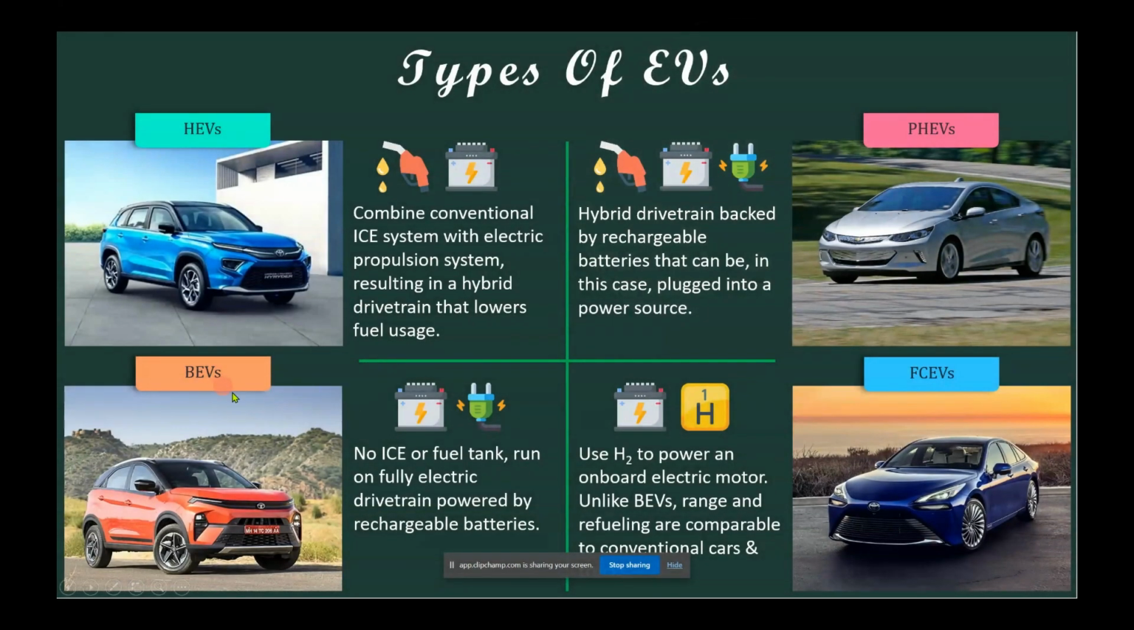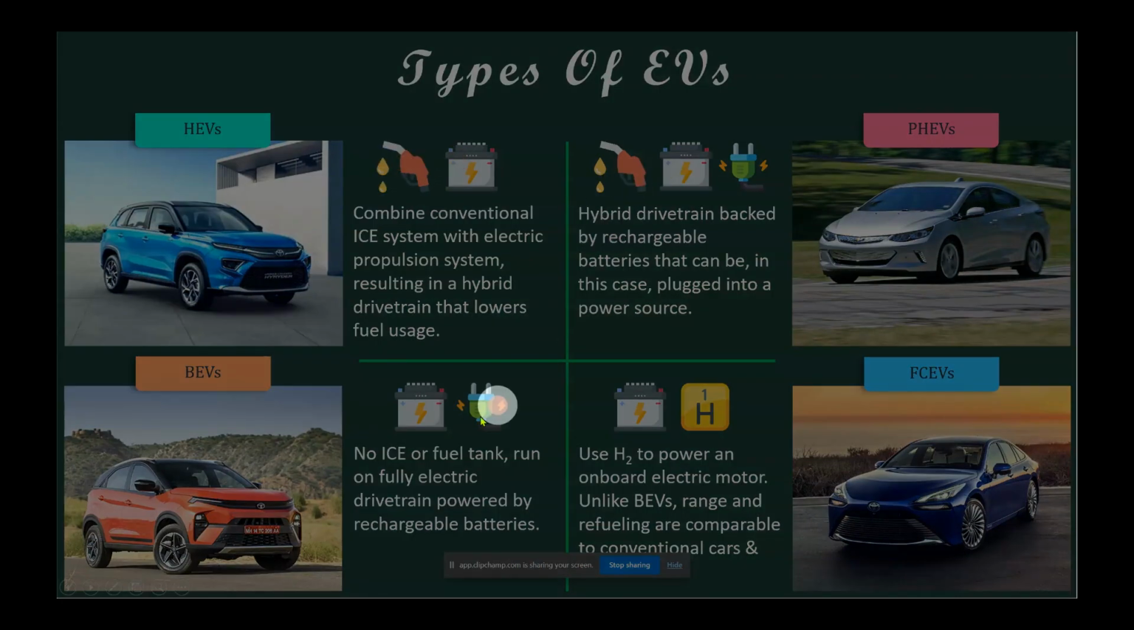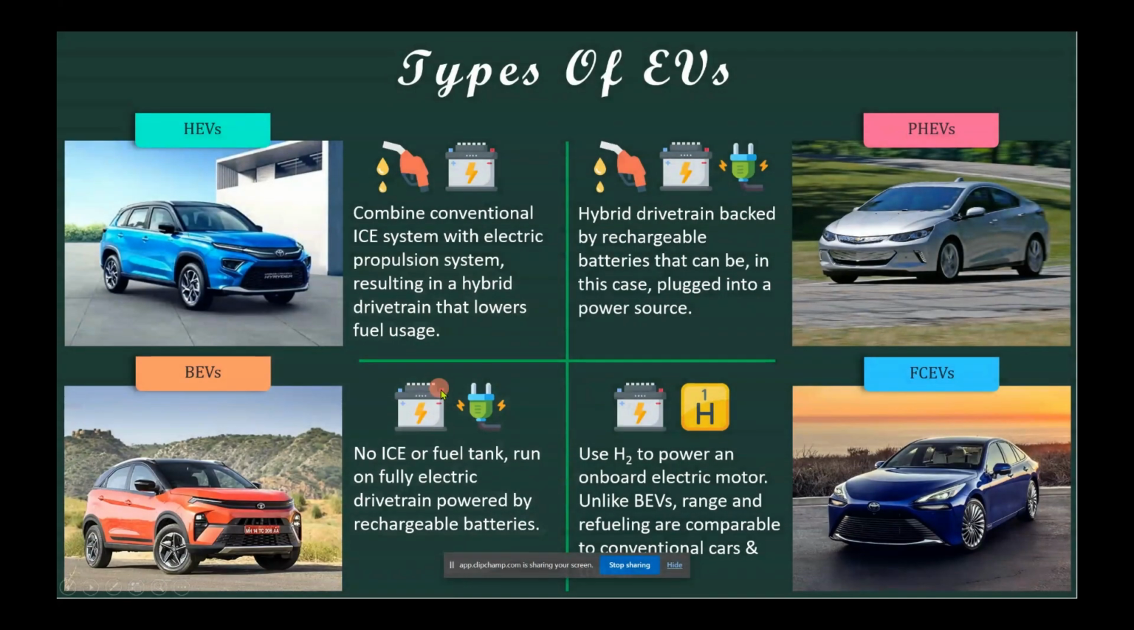Then we have BEVs, which are currently in trend all over the world. Here there is no ICE or fuel tank. The dependence on gasoline is entirely eliminated. There is only a battery pack or battery-powered electric drivetrain which is charged. You might have seen some charging outlets. Tata Nexon is one of the best-selling BEVs.